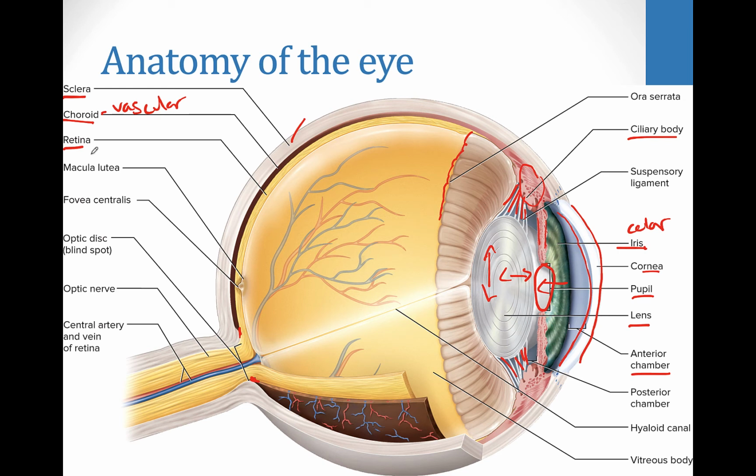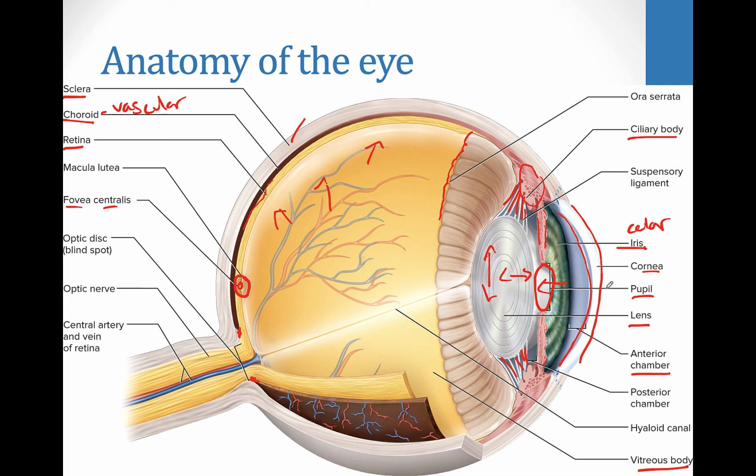The innermost layer is the retina, and the retina is actually only attached at this ora serrata and the optic disc. It's only pressed up against this because there is a large fluid in the center here called the vitreous body or the vitreous humor, and that fluid pushes the retina back up against the choroid. At the back of the retina, we have a small region here called the macula lutea, and at the very center of it is the fovea centralis.